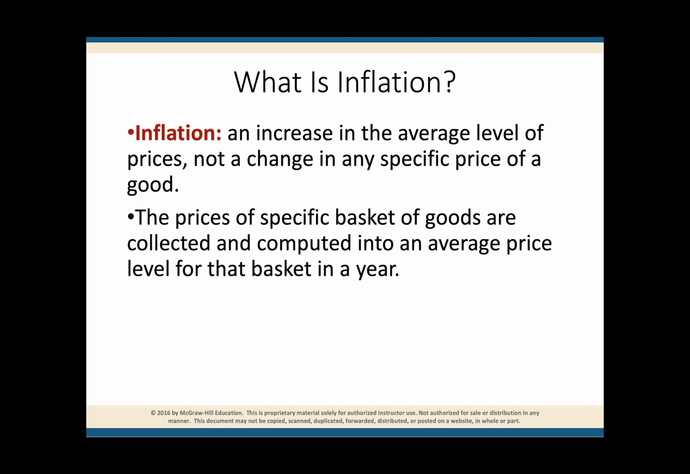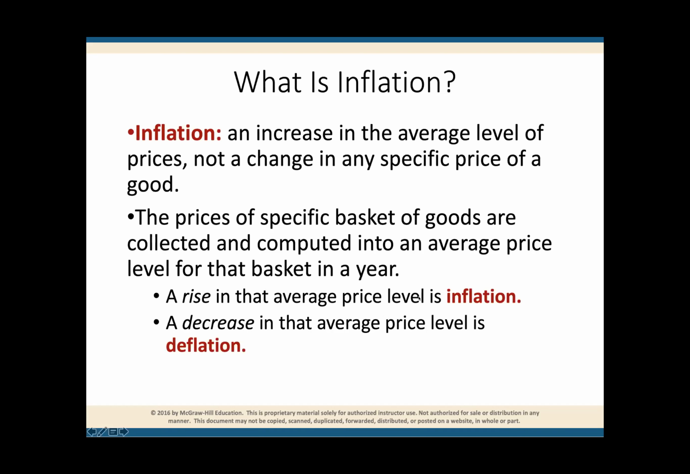So inflation is an increase in the average price of all goods and services. When we experience inflation, it's possible that some prices of certain items are coming down, but we still have inflation because on average, the price of everything is going up. So that's what inflation is. It's a rise in the average price level. Now, if the average price level decreases, then we have the opposite, and that's deflation.